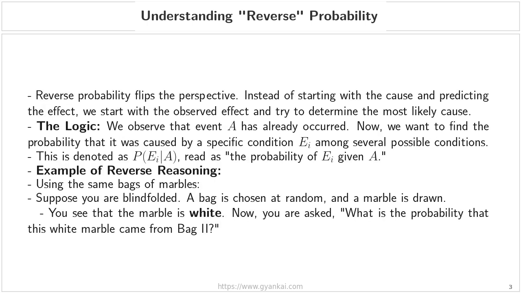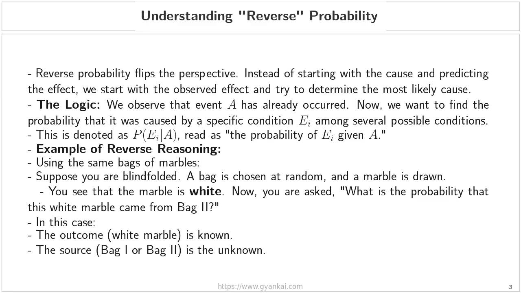To make this concrete, let's return to our marble bags from the previous slide. Remember, bag 1 had 3 red and 2 white marbles, and bag 2 had 2 red and 3 white marbles. In our forward example, we knew the bag and looked for the marble. But now, let's try reverse reasoning. Imagine you are blindfolded. A bag is chosen at random, and a marble is drawn. You take off the blindfold and see that the marble in your hand is white. The question we are now asking is, given that this marble is white, what is the probability that it actually came from bag 2? The outcome is now a known fact.